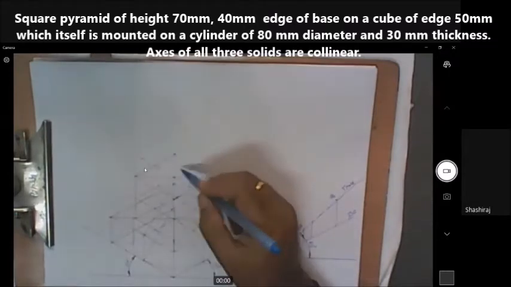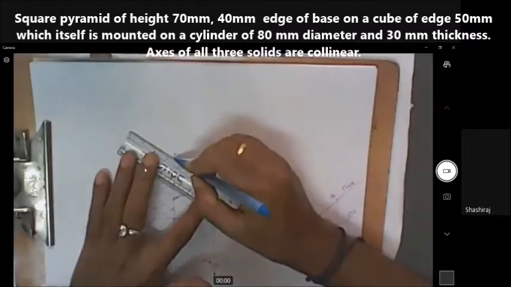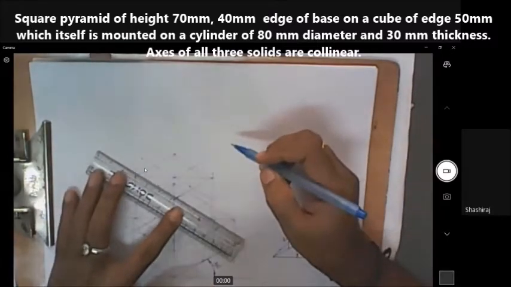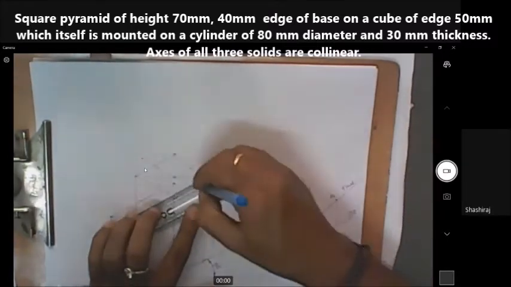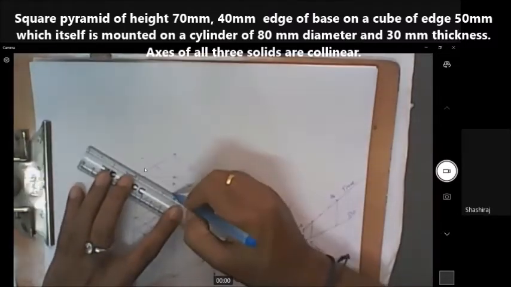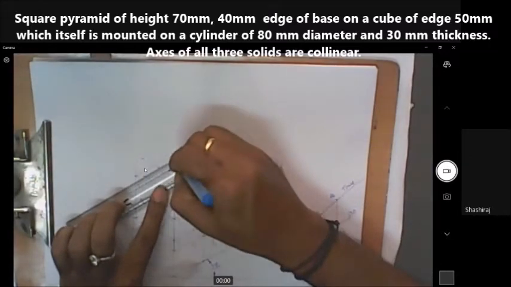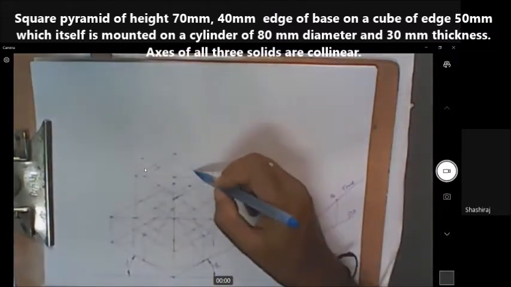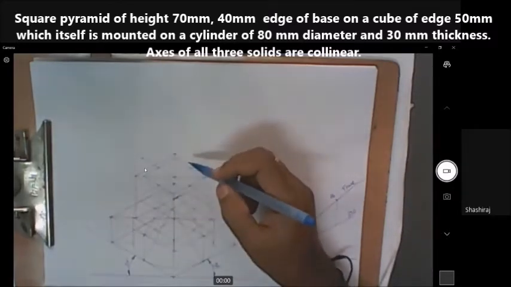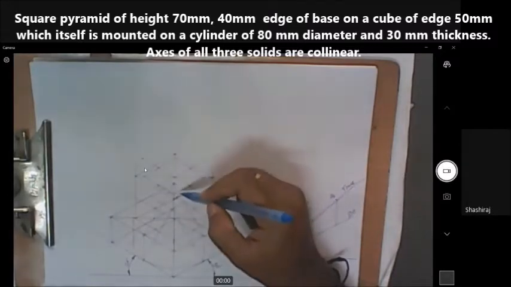Again, don't join them as it is. You have to draw parallel lines. Then like this, draw a parallel line passing through this point. Draw a parallel line passing through this point, and draw a parallel line here to finish. So now you see this is the square face of 40 by 40, ISO 40 by ISO 40, which represents the bottom face of the pyramid.